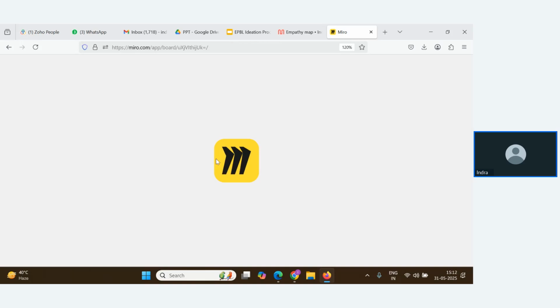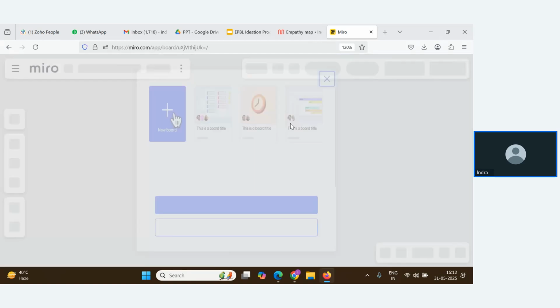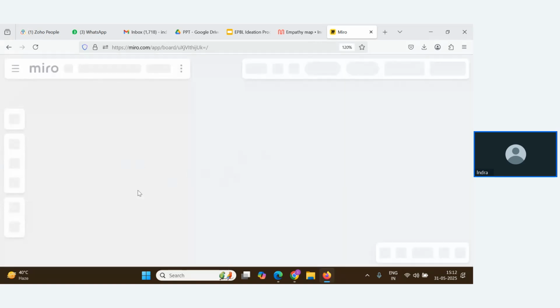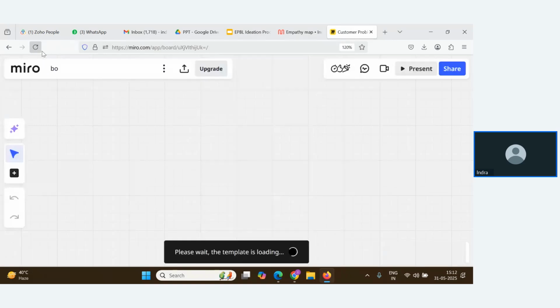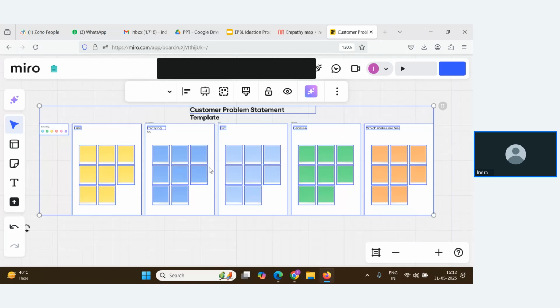Okay, it is opening. So this is the template where you will be writing down a scenario-based problem statement. Okay, where is this template gone? Okay, it is coming. Please wait, the template is loading. Let me zoom it out.